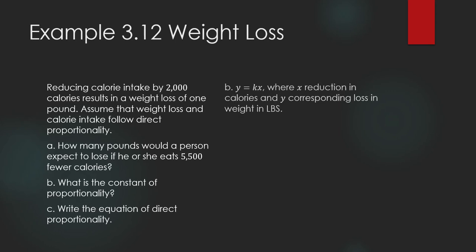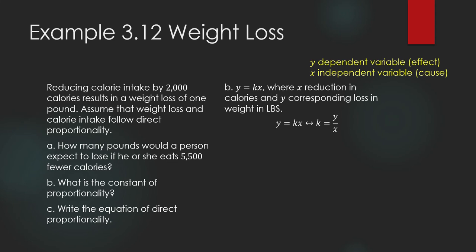What is the constant of proportionality? So our equation for direct proportionality is y is equal to k times x, where x is the independent variable. It is what causes the other thing. So here x is the reduction in calories. Y is the dependent variable. It is the effect caused by x. Y is the corresponding loss in weight in pounds.